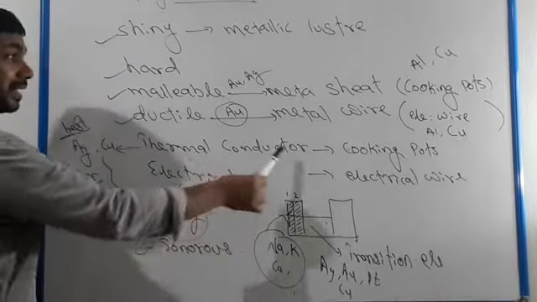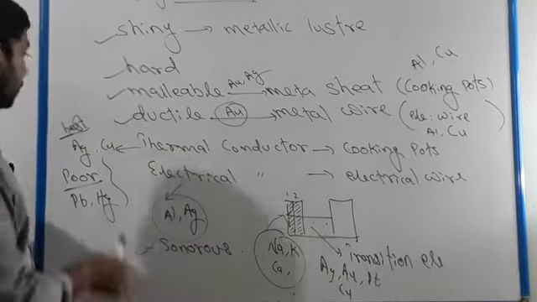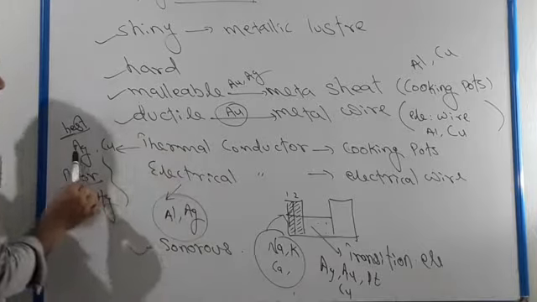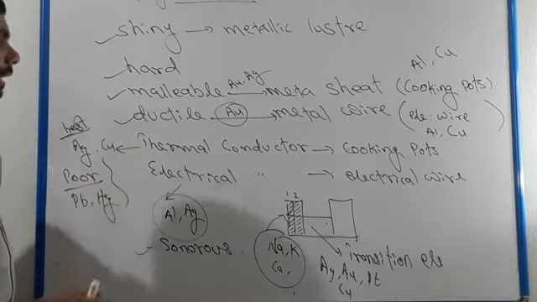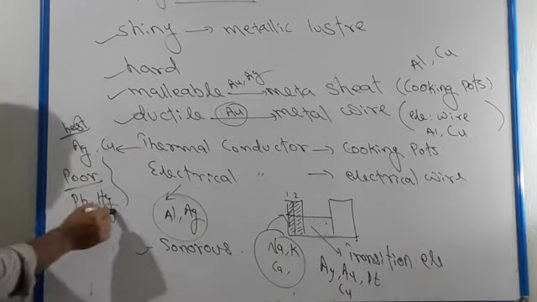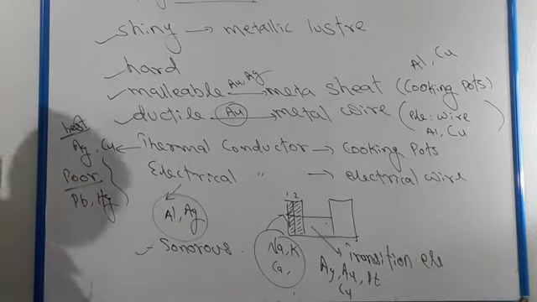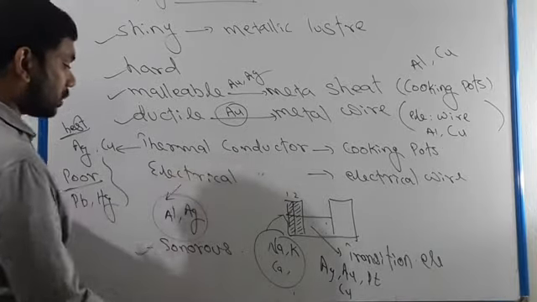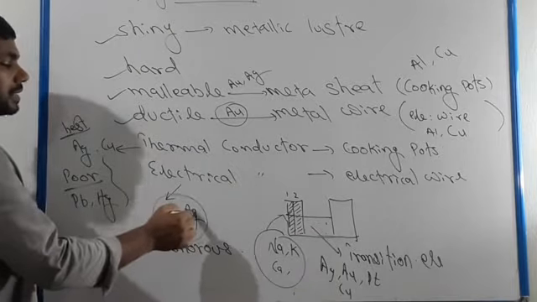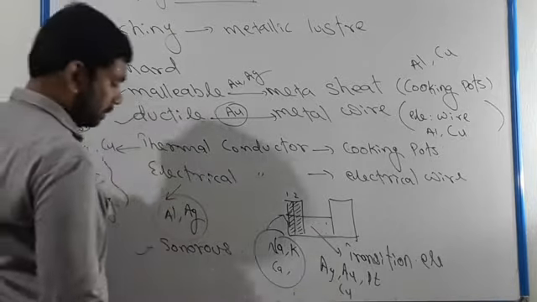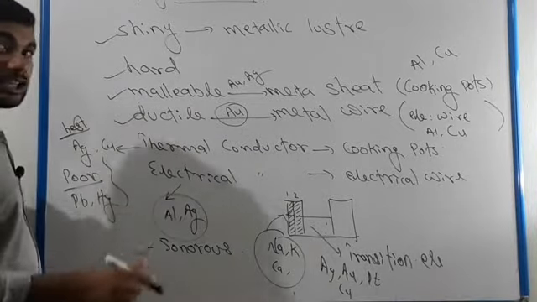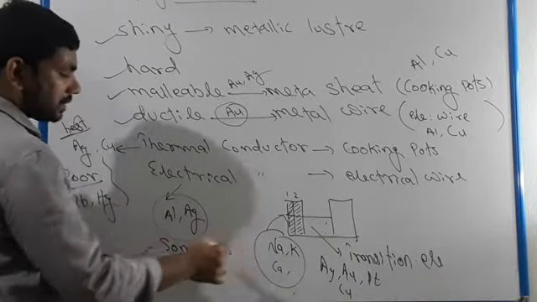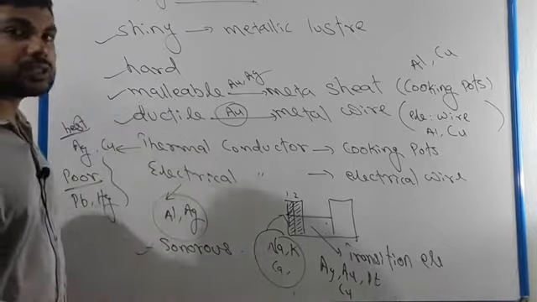Okay, metals are thermal conductors. Silver and copper are the best thermal conductors. Lead and mercury are poor thermal conductors. Next, metals are electrical conductors. Aluminium and silver are the best electrical conductors. Metals produce sound. That means metals are sonorous. Metals are sonorous means metals produce sound.